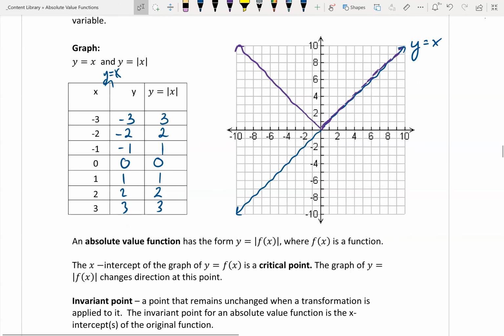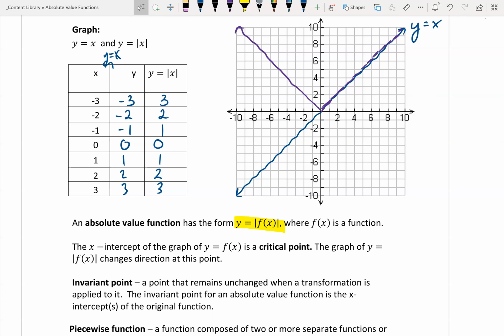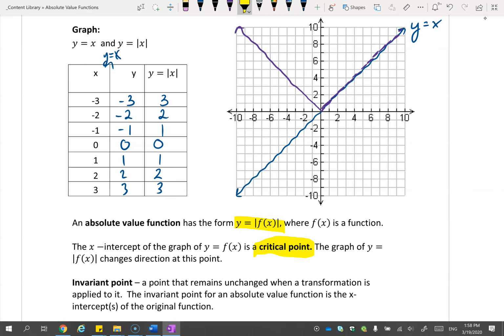The absolute value function has the form y equals absolute value of f of x, where f of x is some function. So y equals the absolute value of x is just one variation of an absolute value function. The x-intercept of the graph of y equals f of x is a critical point. The graph of y equals the absolute value of f of x changes direction at this point. So if we look at our graph, our critical point is at x equals 0 because that is where our graph changed direction.